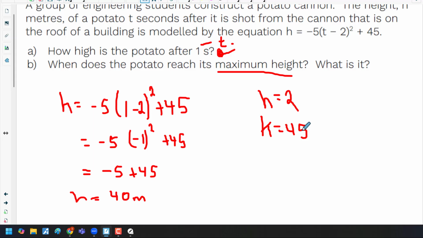Now, between these, which one is the height, which one is the time? I'll give you a hint. The value that's with t is going to be your time. Your h value is your x-axis. So 2 seconds is how long it takes to reach the maximum height, and the actual maximum height is 45 meters. That's it. Very simple, especially if the equation is given in vertex form.